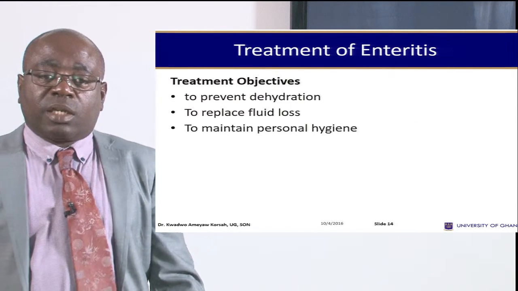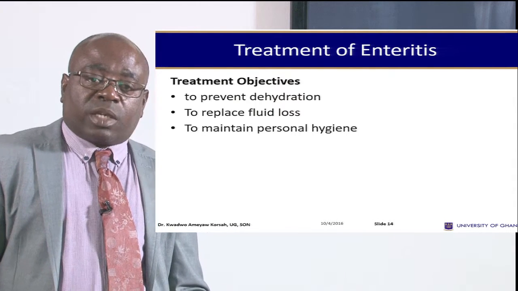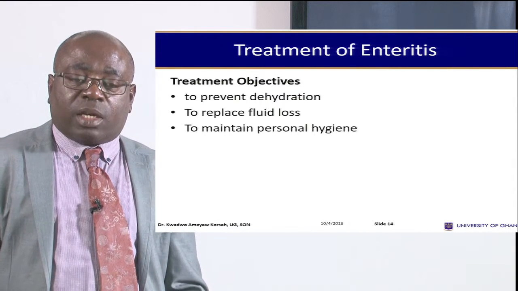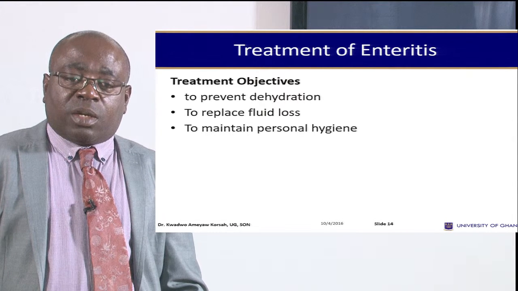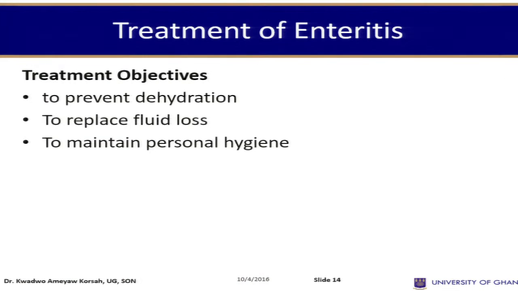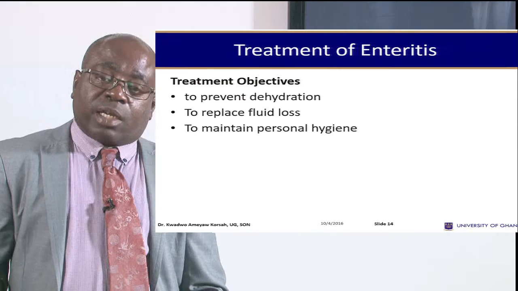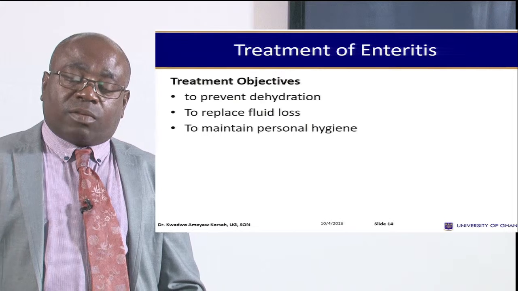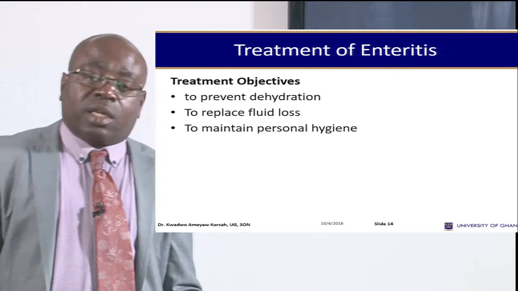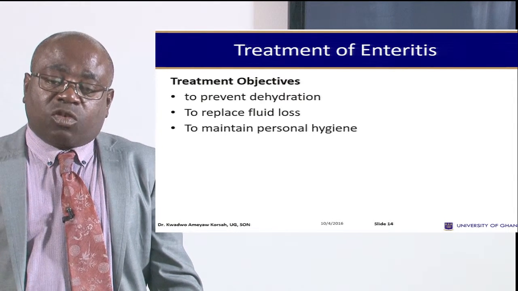And so we look at the treatment objectives: to prevent dehydration because of diarrhea, to replace fluid loss as a result of diarrhea and vomiting, and to maintain personal hygiene. If personal hygiene is not maintained, the cycle can continue. So if it's a child and the mother taking care of the child soils the linen and they wash, it means that they should be very careful.